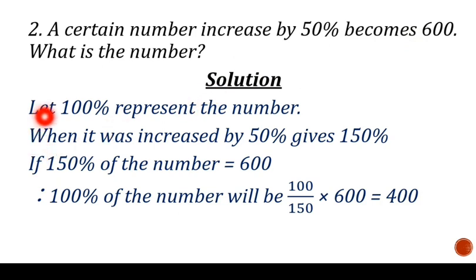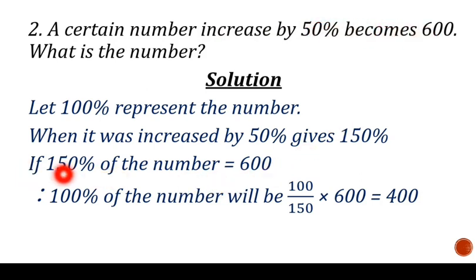Now let's make that number that we don't know 100%. Let 100% represent the number. When it is increased by 50%, it gives 150%. Now when that 100% increases, it becomes 150%. The number we don't know, we represent it by 100. When that 100 is increased by 50, it becomes 150. Now, if 150% of the number is 600, a certain number, that is 100, plus 50, it becomes 600.